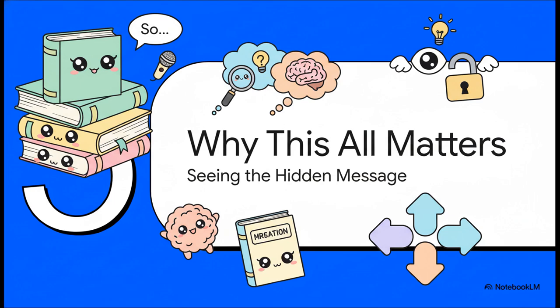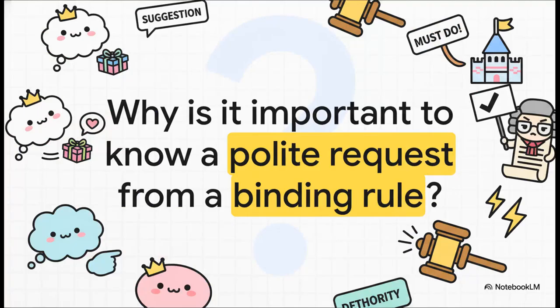So we've looked at text types, we've broken down instructions into subjective and objective. But so what? Why is any of this important? How does knowing this stuff change the way we actually see the world? Well, let me ask you this. Why is it so important to be able to tell the difference between an ad making a polite suggestion and a law making a binding demand? The answer has everything to do with understanding power and authority.